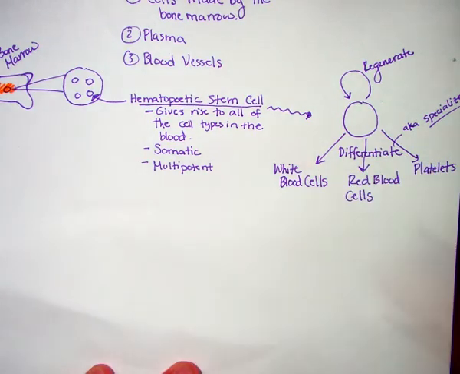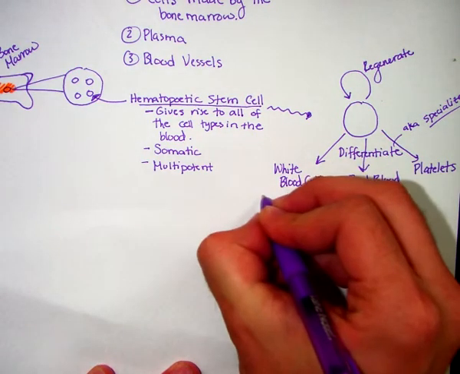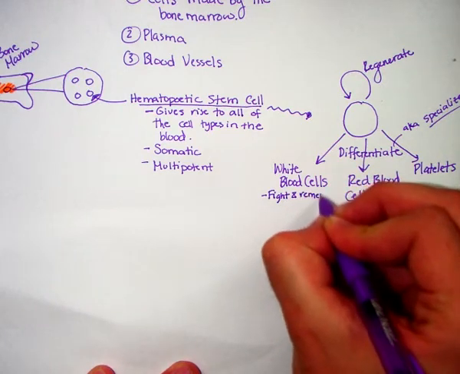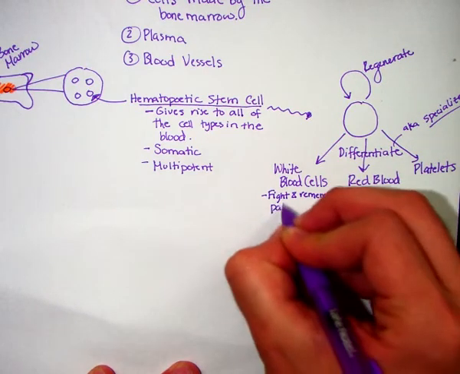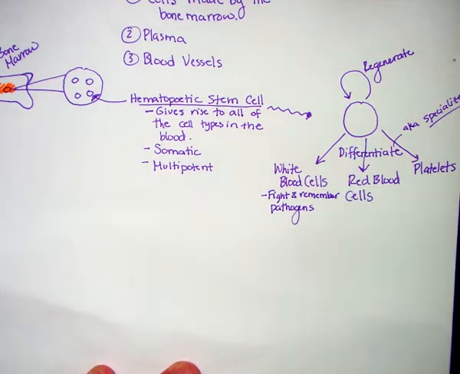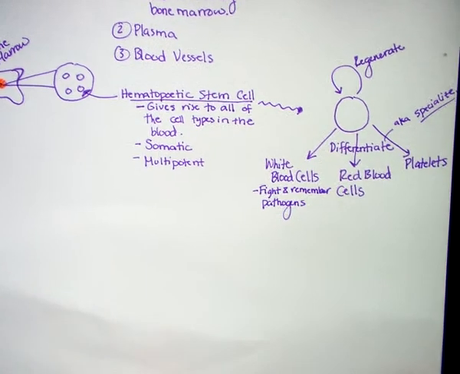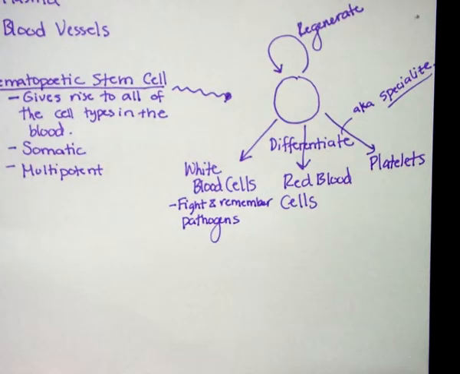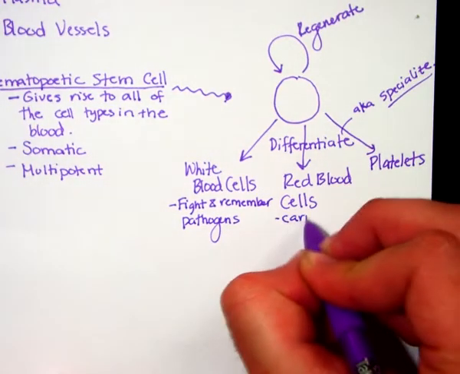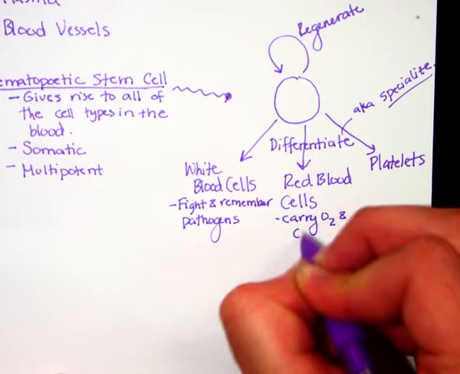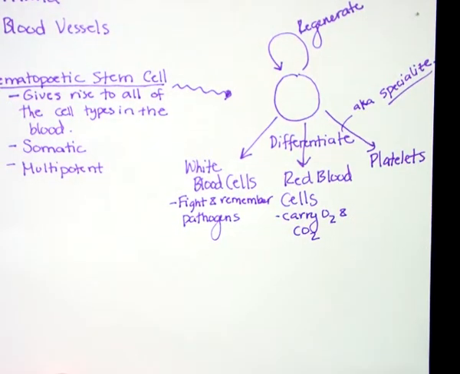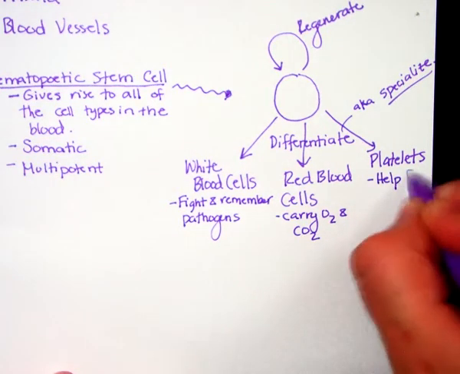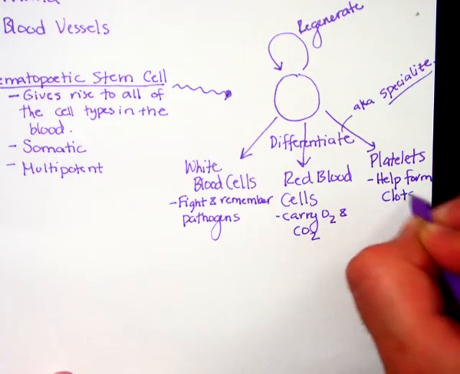Their major functions: white blood cells, they fight and remember pathogens. Red blood cells, they carry oxygen and carbon dioxide. And platelets, they help form clots, blood clots.